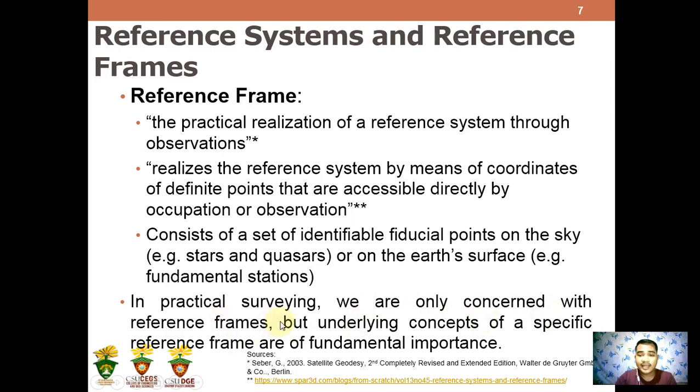Of course, the reference frames, class, are what we can see, like for example, monuments. That's the realization of how the reference system is formulated. Monuments, BBMs, benchmarks, and also GCPs. That's the realization of the reference systems. Same as the analogy we gave earlier, your prescription is useless if you don't buy it, because it will not cure you if you don't take the medicine.